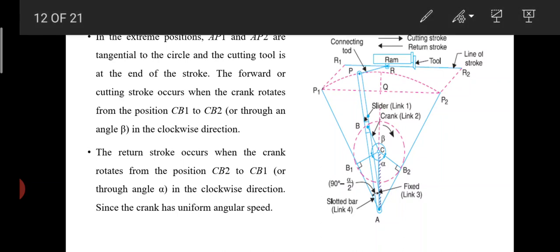Seen here, this is AP1, and AP1 and AP2 are tangents to the circle. Tangential to the circle. Okay, the forward stroke occurs when the crank rotates from CB1 to CB2 through an angle beta in clockwise direction.